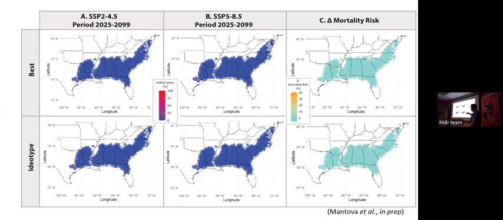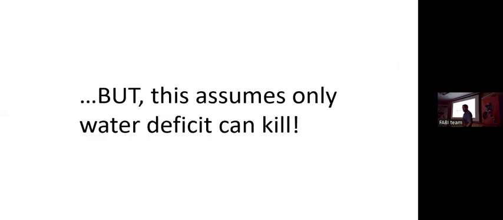Now, the ideotype, which is the fantasy case where we can have our growth and resilience together, comes out with the same type of solution. Finally, I just want to say, and I'm going to wrap it up in maybe the next 5 minutes, I promise, that this all kind of assumes that water deficit is the major way to die, that running out of water is what can kill a tree.